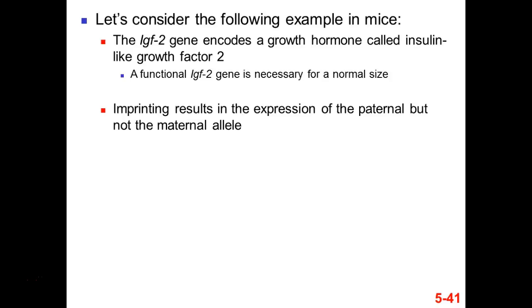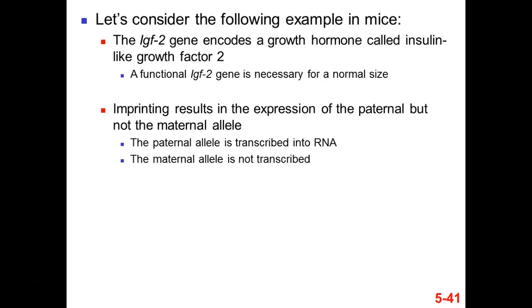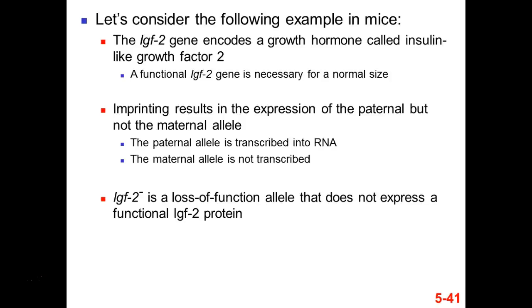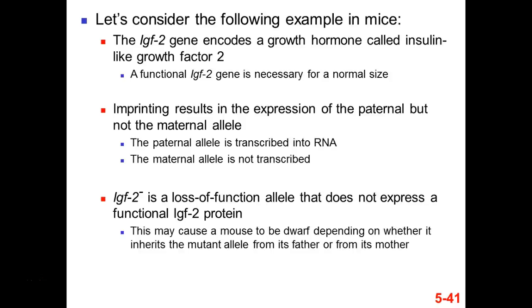Imprinting results in the expression of a paternal but not a maternal allele. So we're going to mark them, and we're only going to use the paternal. Whatever chromosome we got from dad for this trait is what we're going to use. The maternal is shut down. It's not utilized. So it doesn't really matter what mom gave you because you're not going to use it anyway. But of course, it may determine what your babies are and their babies. Minus, of course, is a loss of function. You don't produce this growth hormone, and therefore you're going to be abnormal size. You're going to be smaller than normal, or what we call dwarf.